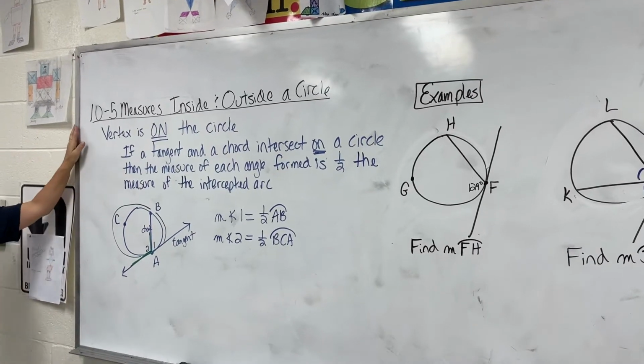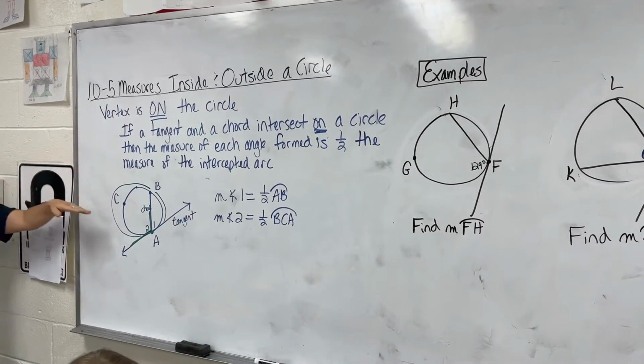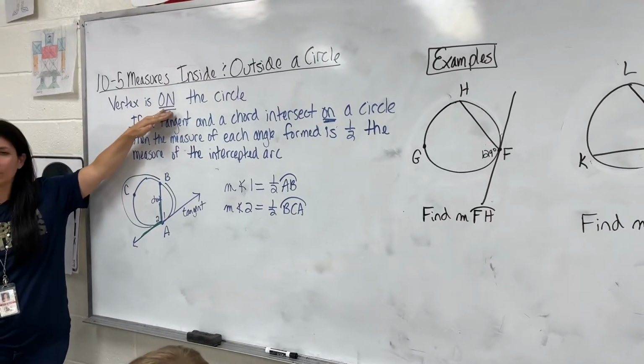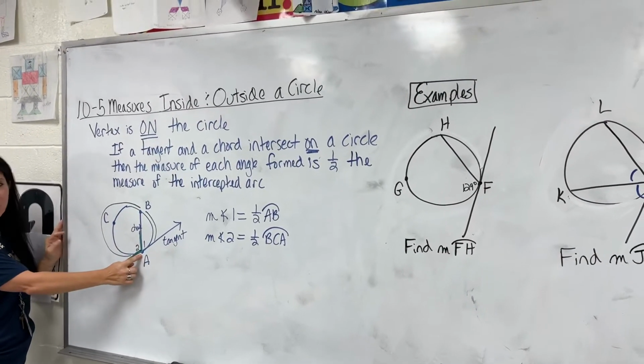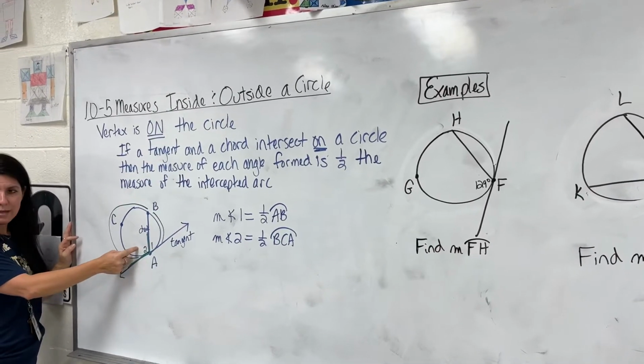Okay, 10.5, measures inside and outside a circle. So our first scenario is where the vertex is on the circle. We have a tangent and a chord. The intersection is on the circle, which creates two angles here.